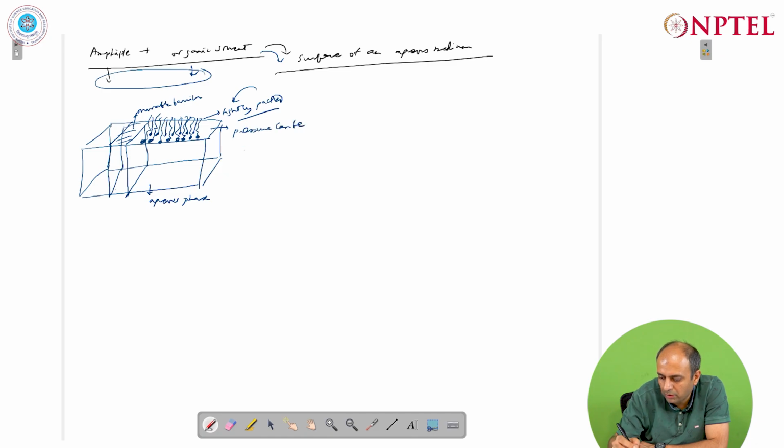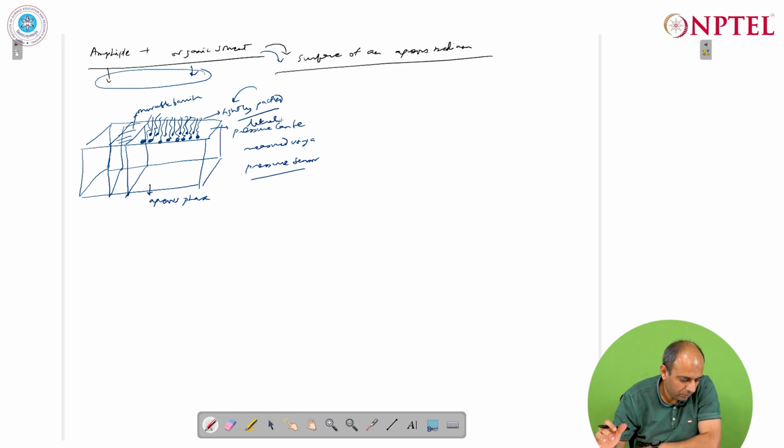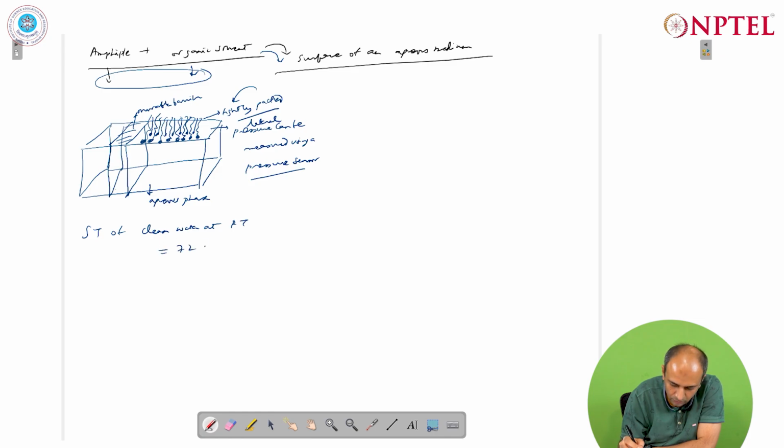Pressure can be measured using a pressure sensor, that is, the lateral pressure can be measured using a pressure sensor. So, now we see that the surface tension of clean water at room temperature is 72 millinewton meter inverse. Now, what do the amphiphiles do?